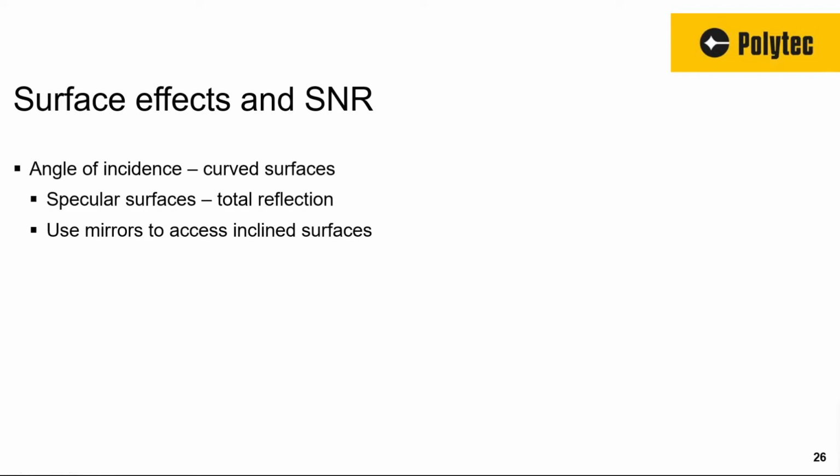Let's talk about surface effects and signal-to-noise ratio. The angle of incidence is important, especially with curved surfaces. Part of the light is always lost if you are not perpendicular to the surface. So especially with specular surfaces, you very quickly have total reflection and no light is coming back into the sensor, meaning you have no information on the vibration. You can use mirrors to access inclined surfaces, for example, or spray the surface with a scattering material.